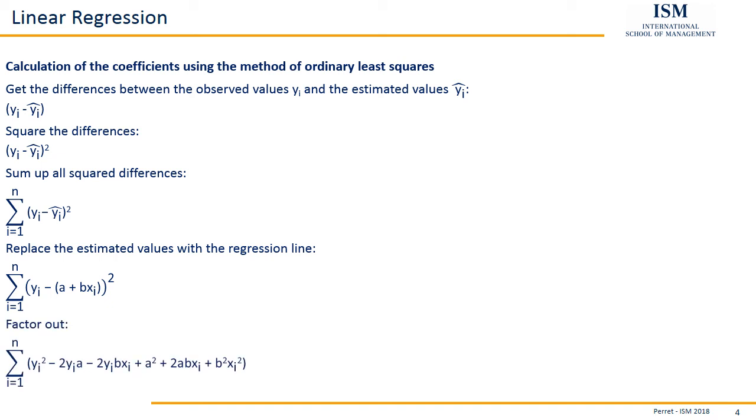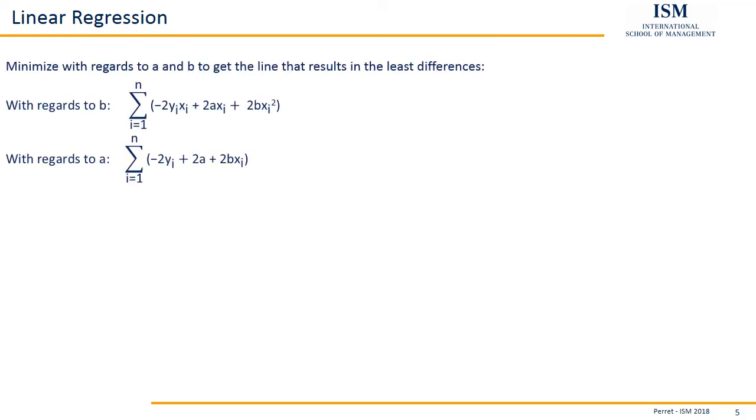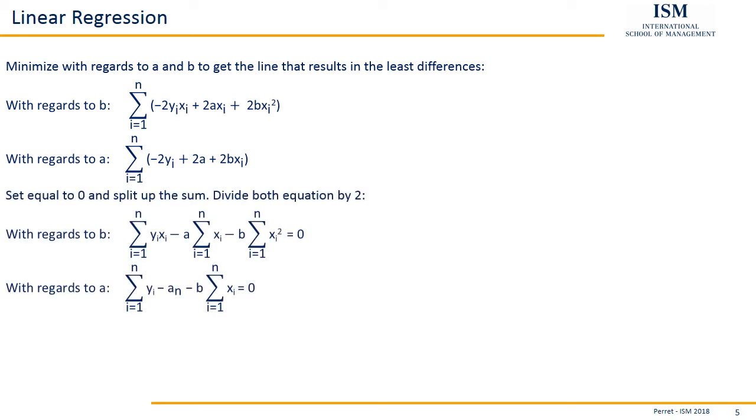So first off, we make this a little bit easier by factoring out. Then we take our first derivative of this expression with regards to b and with regards to a. This leads to the following two expressions. If we have those two first derivatives, to find an extremum, to find a minimum, we have to set them equal to 0, which would then look like this.